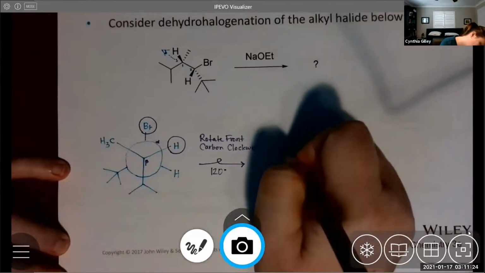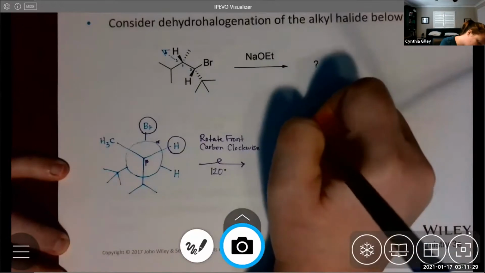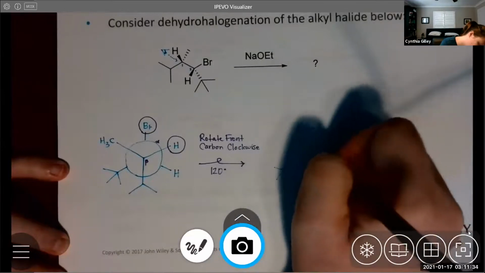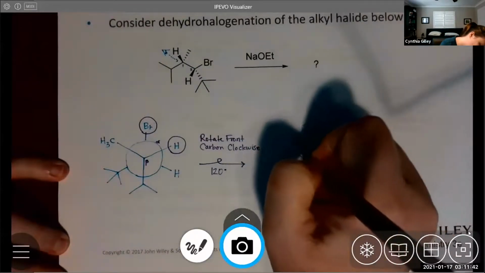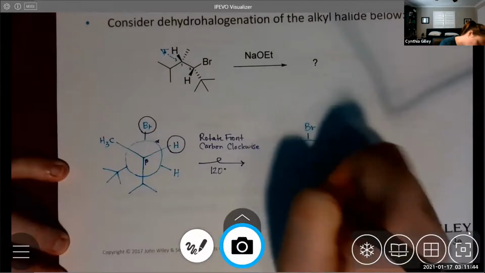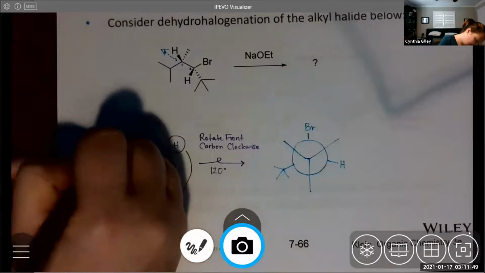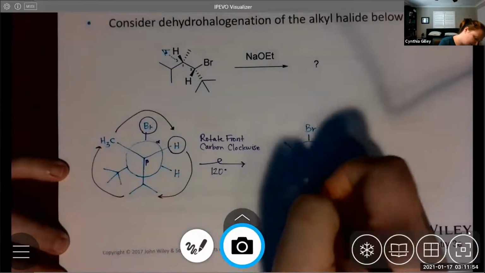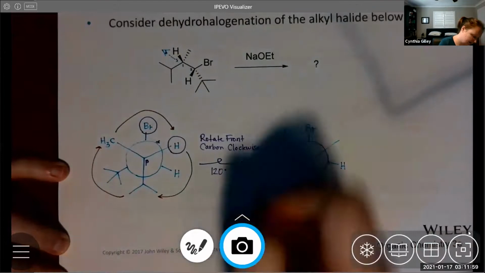Okay, so again, I'm going to draw my circle and my dot. I can go ahead and draw in the back carbon groups exactly as they were because I'm not rotating the back carbon. And then I'm going to have my front carbon rotated. So I'm essentially moving the methyl group to where the hydrogen was. So the hydrogen will move here, the isopropyl group is here, and the methyl.